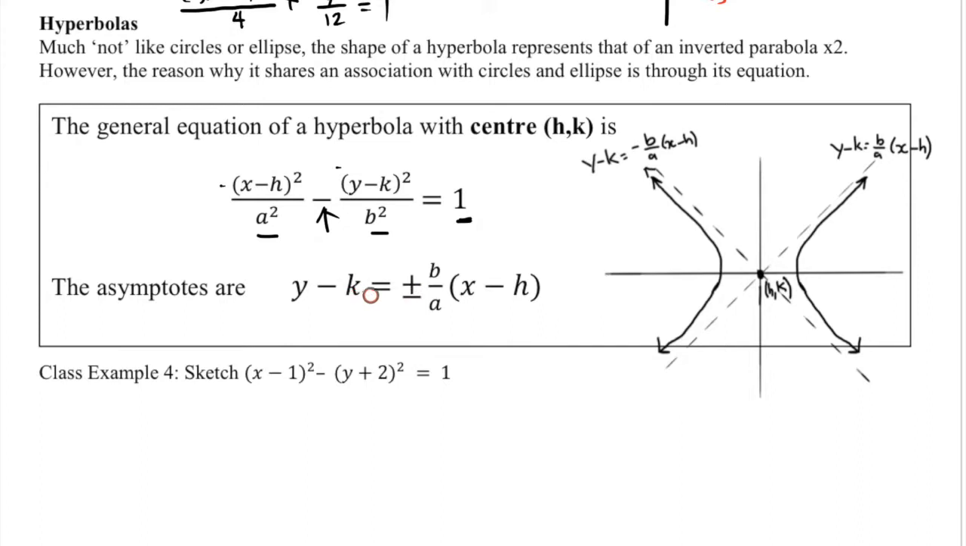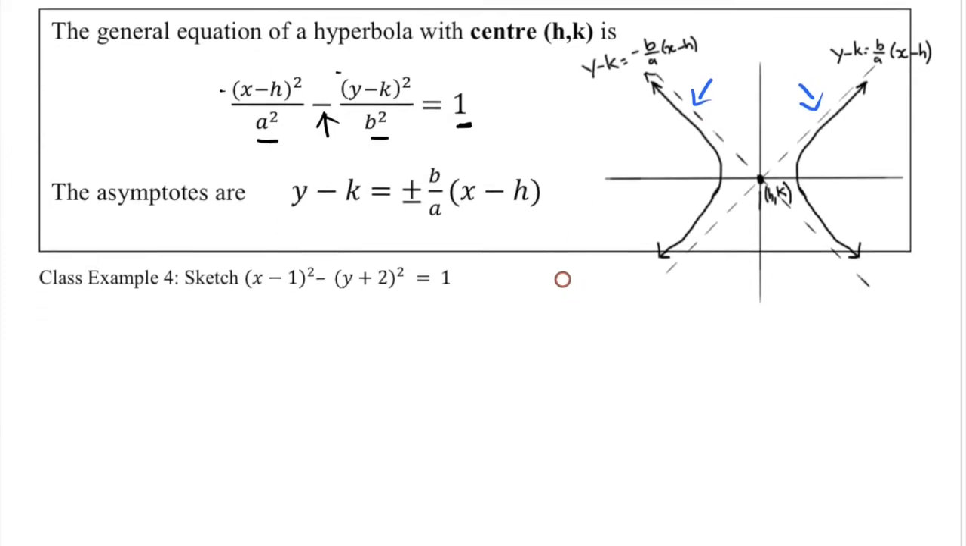So y minus k equals plus minus b over a, x minus h. So you just have to memorize this. It's just the asymptotes, which are these. There should always be 2 asymptotes when you're sketching hyperbolas.